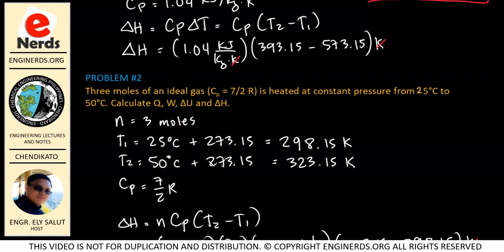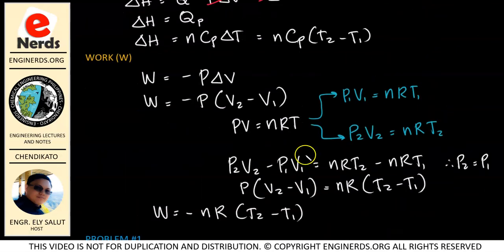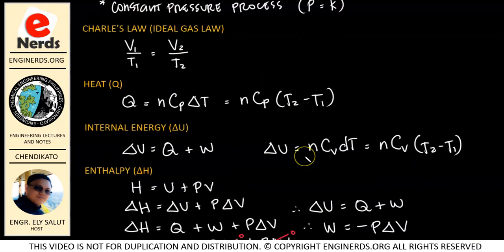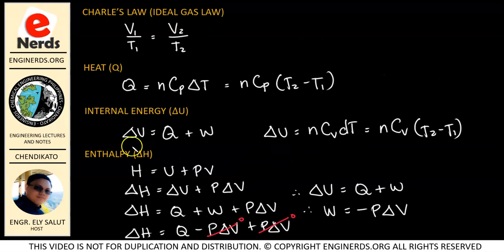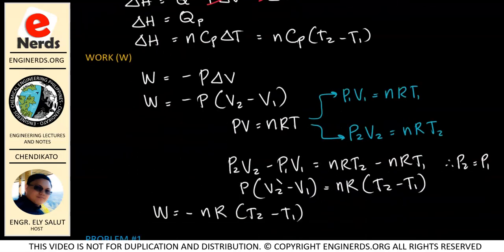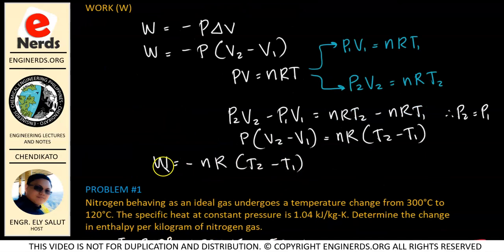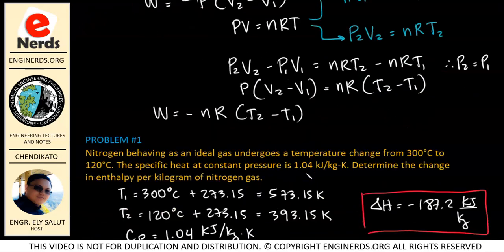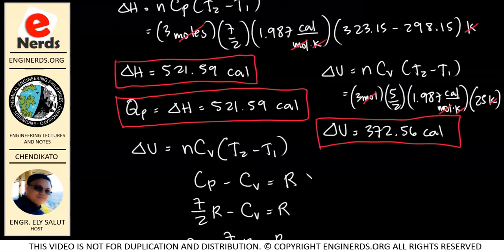There are two ways to calculate for our W. We could either use the equation for the first law of thermodynamics, because we already know the delta U and we already know the value of Q. So, therefore, we can calculate for W. But in this case, I will use this equation here. W is equal to nR(T2 minus T1), in order to show you how to use that.